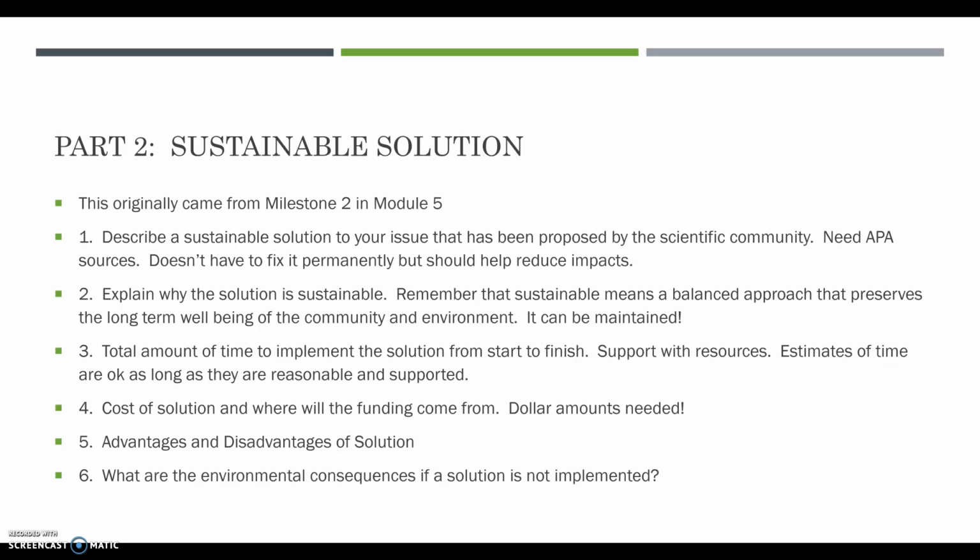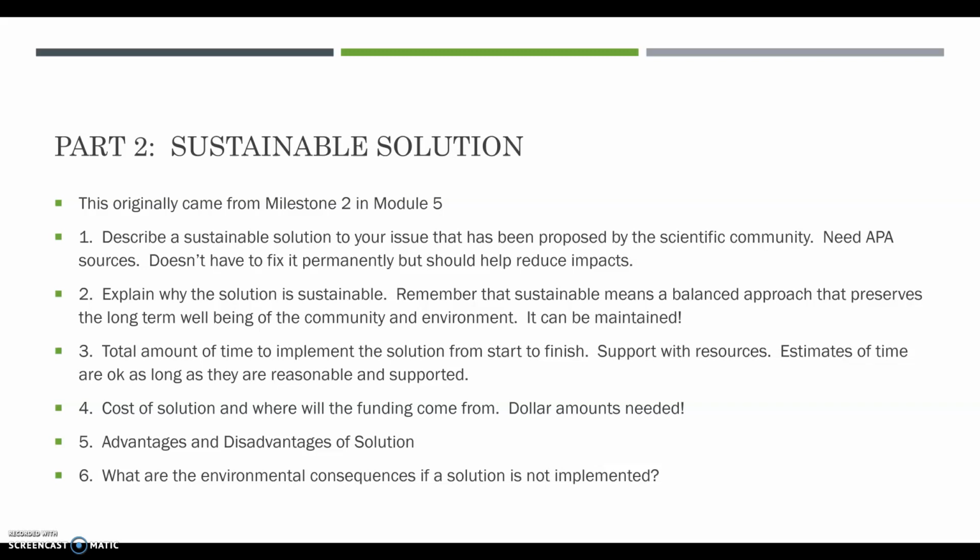Now, this originally came from milestone 2 in module 5. So you've seen this before. There's not new information being added here. You're supposed to be describing a sustainable solution that has been proposed by the scientific community. So this is a solution that you have already researched and scientists are saying, yes, this will work. Now, it doesn't have to fix your environmental issue permanently, but it should be helping to reduce the impacts. And then you're explaining why it's sustainable.